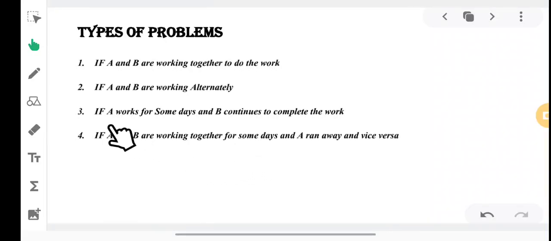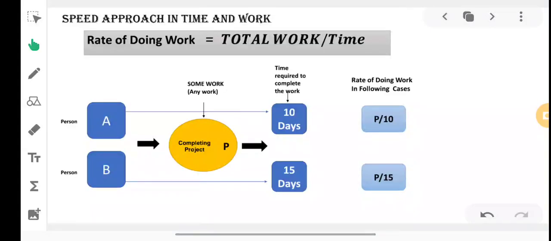And the third type of problem is that if A works for some days and B continues to complete the work. In this case A completes the whole work in 10 days, but in some cases A works only for 5 days, then the remaining work needs to be completed by B. Then how many days will they need to complete the work together? This is the third type of problem.